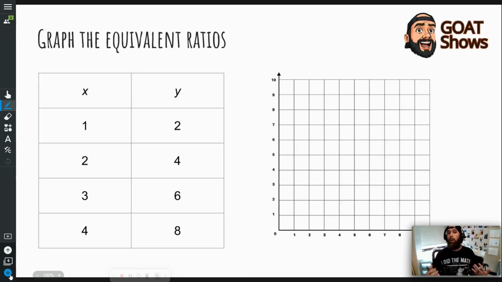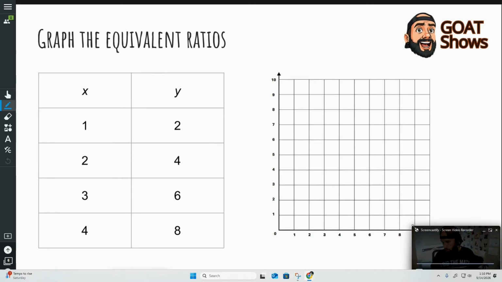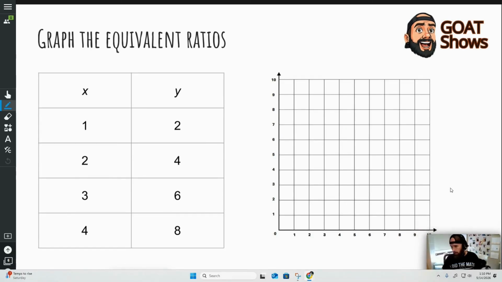Well, I'm not going to give you just one ordered pair to graph. I'm going to give you a bunch of points to graph on a table. Let me see if I can make my face a little bit smaller. Shout out to Screencastify. And shout out to my toolbar popping up.